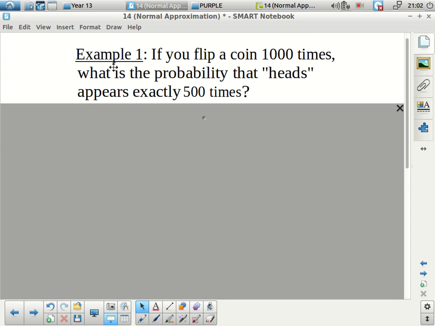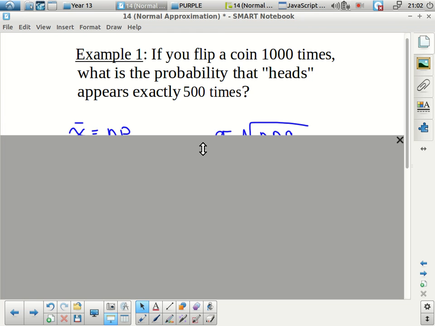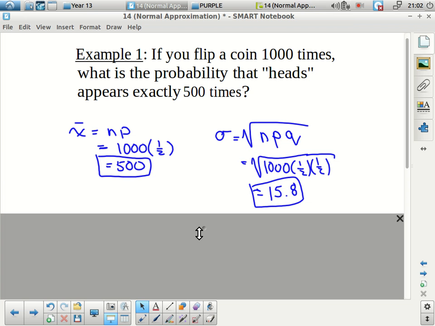For example 1, we're going right back to our original problem. If you flip a coin 1,000 times, what is the probability that heads appears exactly 500 times? We'll start with our estimates. My mean is n times p, so that's 1,000 times a half, which is 500. That makes sense, since if I toss the coin 1,000 times, I would expect on average to get about 500 heads. For my standard deviation, that's the square root of n times p times q, so the square root of about 250, which is about 15.8.